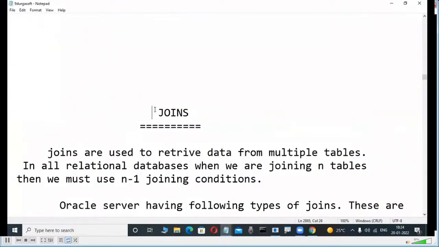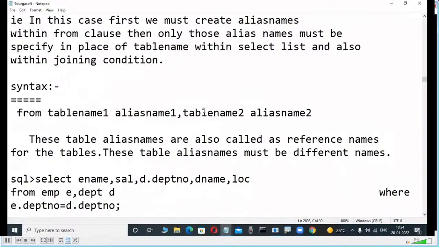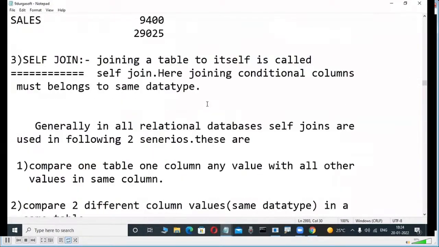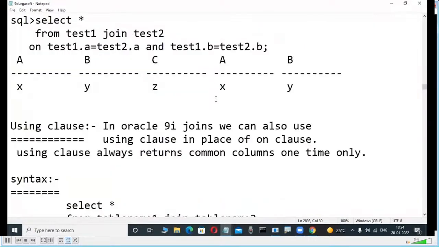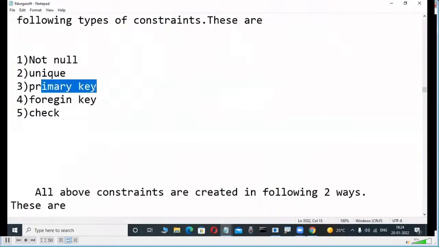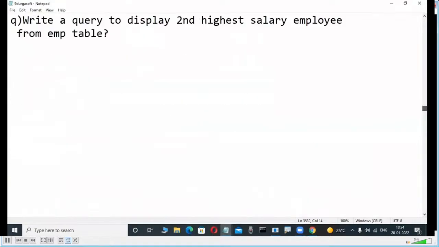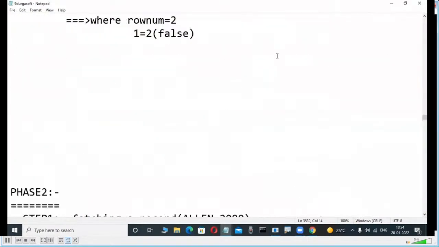And now the main concept, joins, is a concept: retrieve data from multiple tables. This is SQL language knowledge. Maybe some fellows have an idea on it. Then constraints. On our SQL language side, constraints is a concept: primary key, foreign key, check. So many things are there. Once we are good at all those things in our course, subquery is a concept, most powerful.